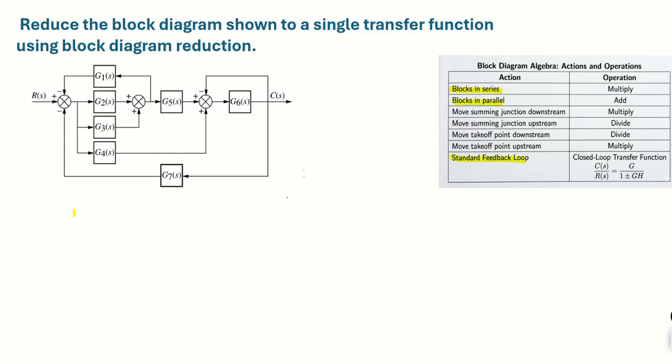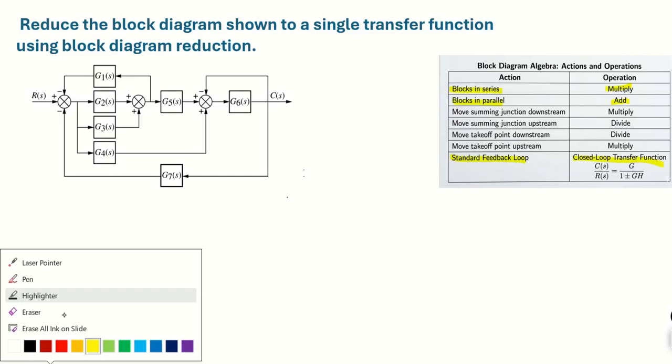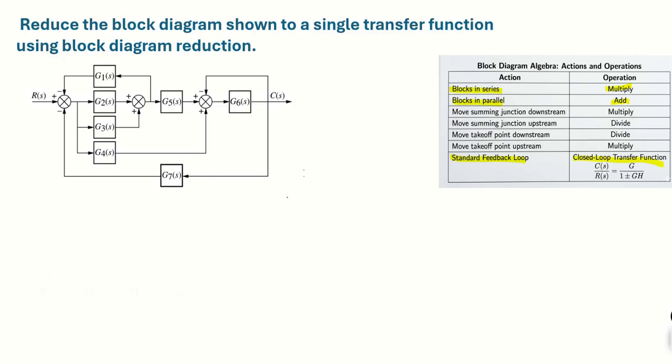So you need to ask yourself, in my block diagram, can I perform these particular actions? Do I see any blocks connected in series or in parallel or any standard feedback loop? If so, we can apply their operations directly and easily. So let's see how we can apply this in our question. We need to see if we have any blocks in series, in parallel, or a standard feedback loop.